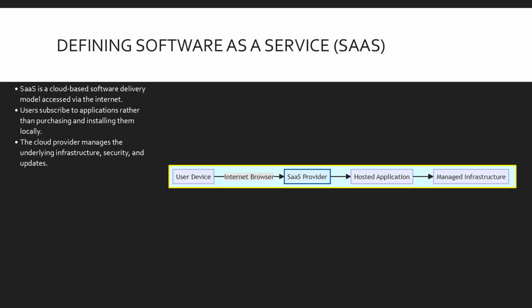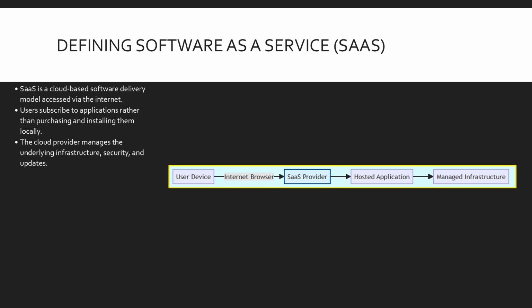To define SaaS, we look at how software is consumed. SaaS is a cloud-based software delivery model where you access applications over the internet, typically through a web browser, rather than installing them on your local machine. Instead of buying a perpetual license and managing installation disks or downloads, you subscribe to the software. The critical distinction here is that the cloud provider manages the entire underlying infrastructure, including security, maintenance, and updates, so you are always on the latest version without any effort on your part.